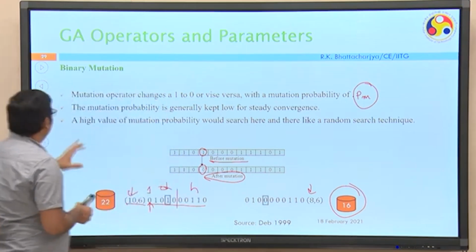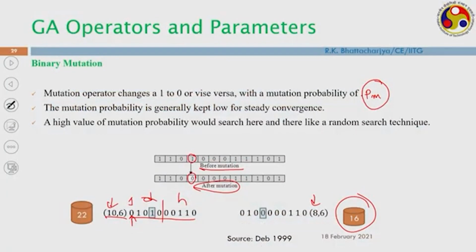Now, as I said, the mutation probability should be very low. The thumb rule is you consider that PM equal to 1 by L. So, what is L? L is the string length. So, in that case we have total 5 bits. So, in this case the mutation probability should be 1 by 10. Okay. So, 1 by 10 should be the mutation probability.